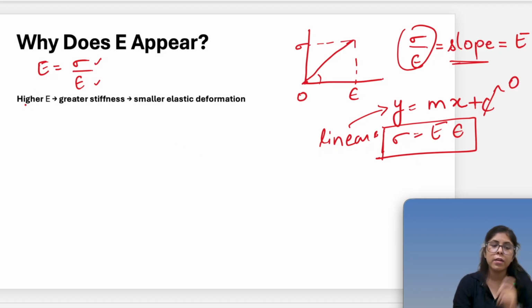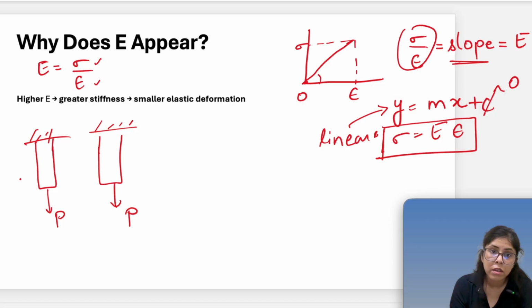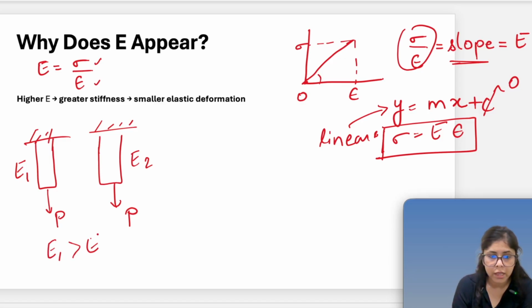If I have two bars, for example this bar and a similar kind of bar, both experiencing the same stress, so the same load is applied on them. Now the material which has more E, this is E1 and this is E2, both of different material, with the same cross sectional area and the same load applied, the material which has more E undergoes smaller strain. Because the same load is there, that means the same stress.